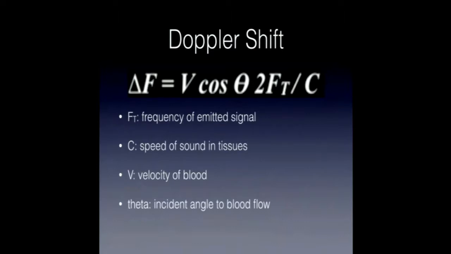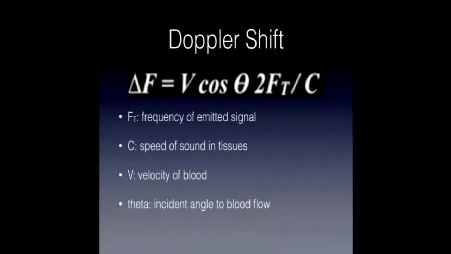So the interesting thing to note about this equation is that FT, the frequency of the transducer, is on the top. So if you have a high frequency transducer, then that number is going to be larger, and you're going to experience more Doppler shift. So Doppler shift is more of an issue when your transducer is high frequency. When you're low frequency, there's less Doppler shift.